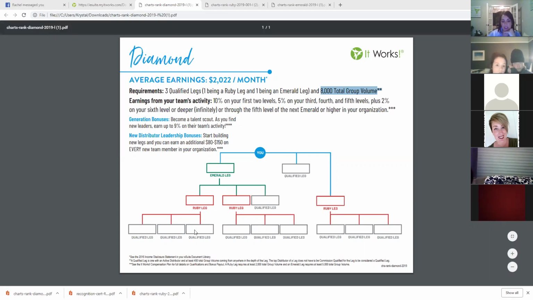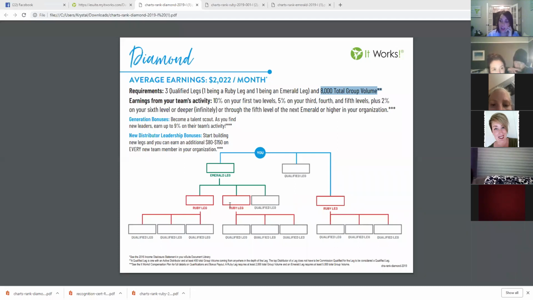Let's say this Emerald, she's already been Emerald before, so she's already hit it in the past, and she's maintaining it with volume right now. She has enough volume to maintain it. It doesn't matter what's underneath them. As long as this spot says Emerald, she could have 2 active distributors underneath her. If she has 2 active distributors underneath her that have 4,000 each in volume and she's hitting that 8,000 GB, as long as this spot says Emerald, then that will count for your promotion. So it does not matter what's going on within these legs.